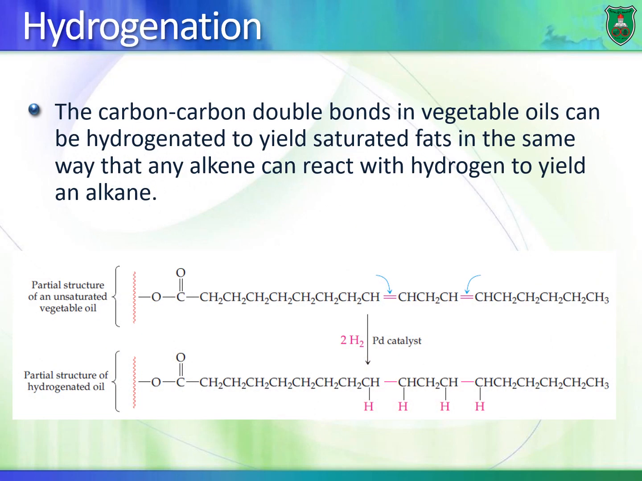So there is a process called hydrogenation. This process basically results in the removal of double bonds. So what happens is that under certain conditions, these double bonds can be removed, converting an unsaturated fatty acid into a saturated fatty acid.